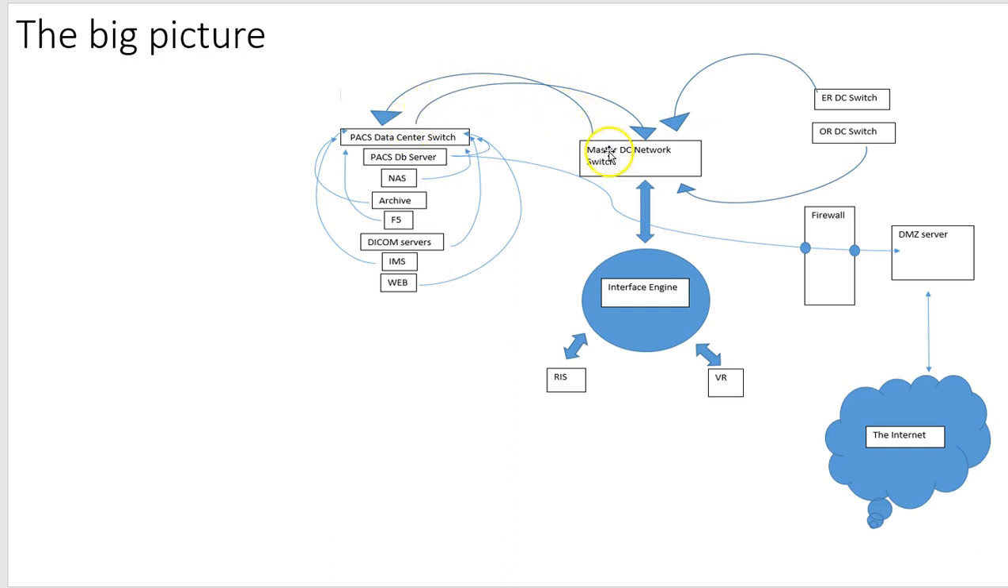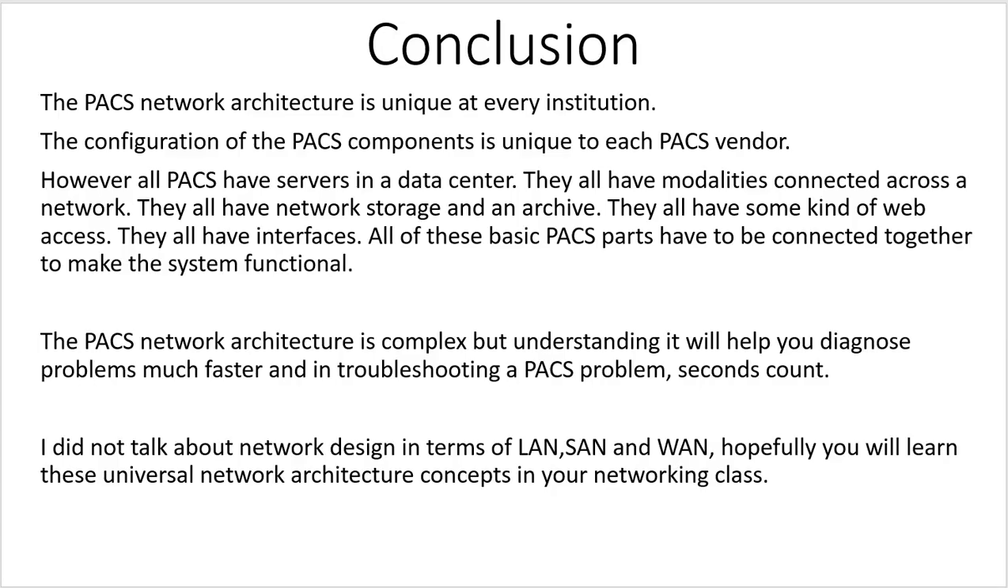It's connected by a big cable back and forth to the master data center network switch, and it's got the interface engine with the other applications, and from the database server it will talk all the way out to the DMZ server and to the open internet, and you have the other remote locations like the ER and the OR connected to the data center switch. So that's what the whole network architecture of a PACS system would look like. And that's a very basic, simple one. That's not a complicated one. Most PACS have 14 servers down here. I'm only using one NAS server, so this will be a lot more arrows in the real world.